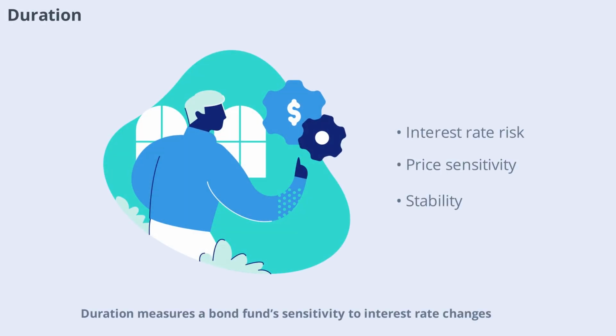Duration measures a bond fund's sensitivity to interest rate changes. A longer duration means greater price fluctuations when rates move, while a shorter duration offers more stability. This metric is crucial for managing interest rate risk in your portfolio, especially during periods of changing economic conditions.